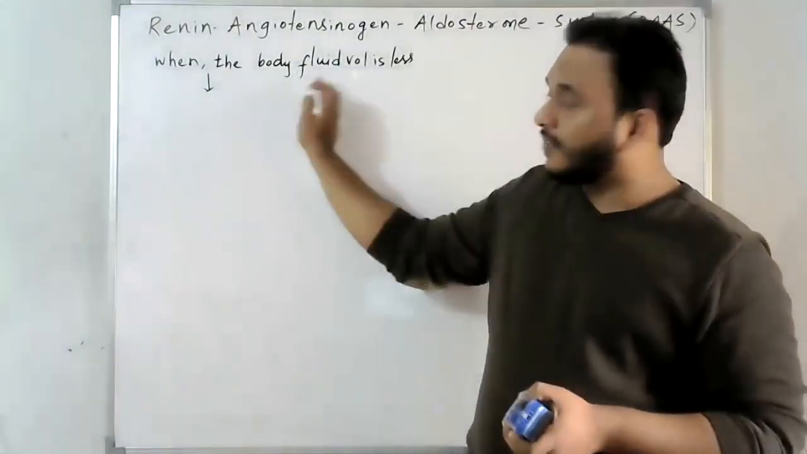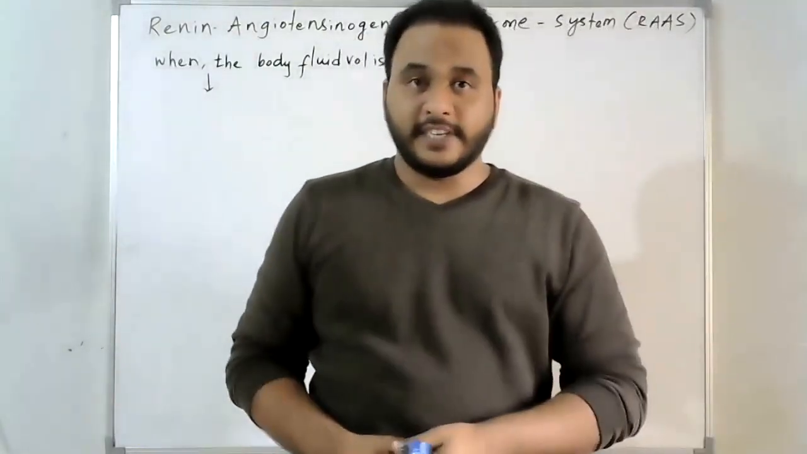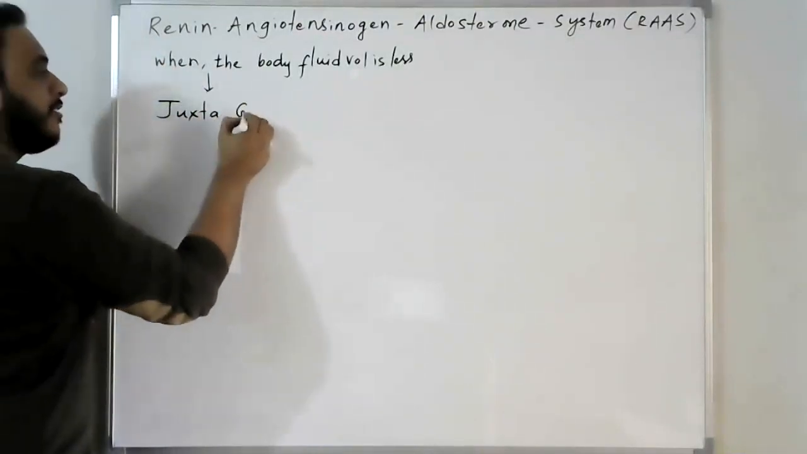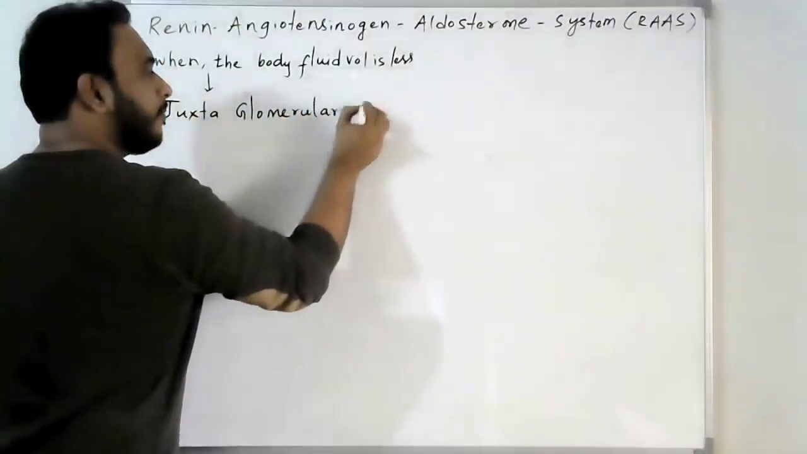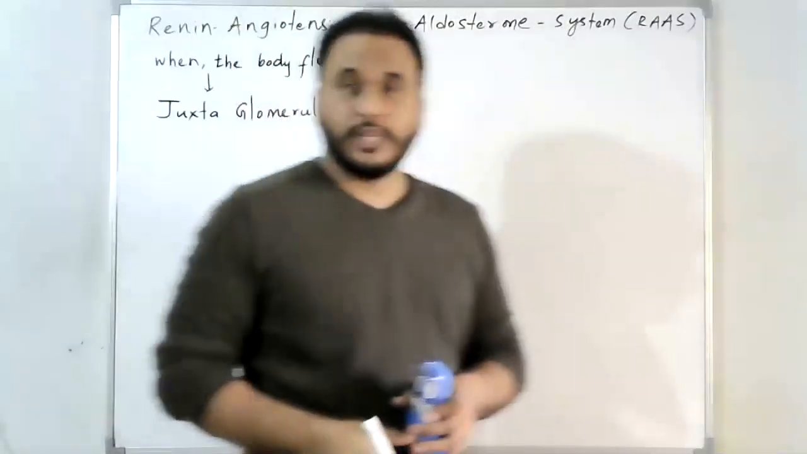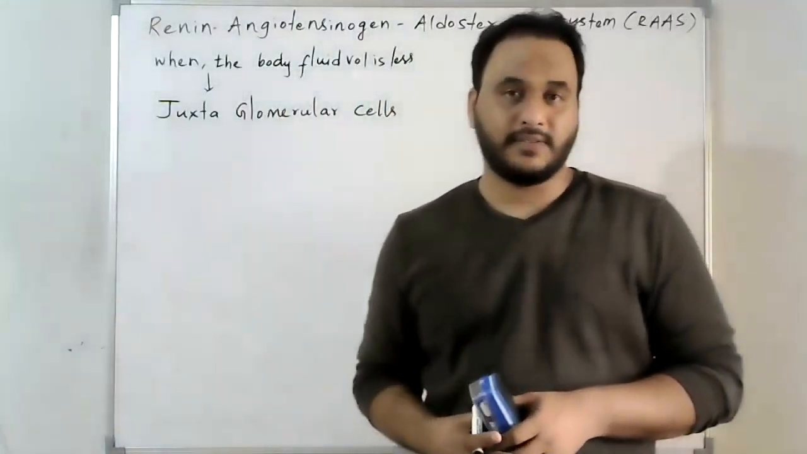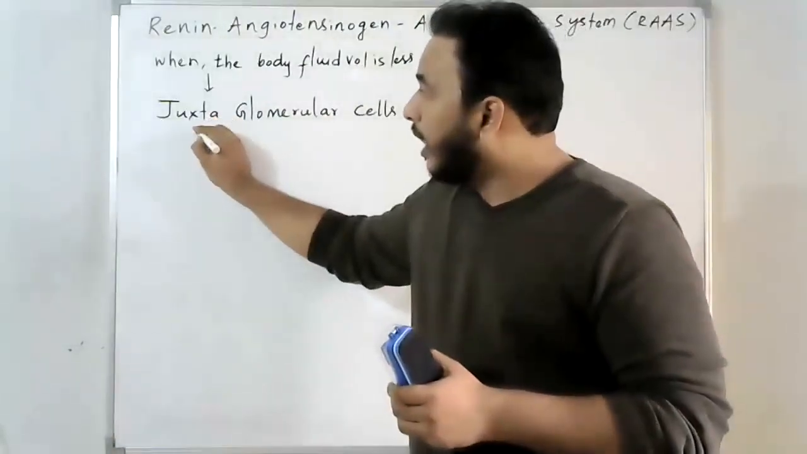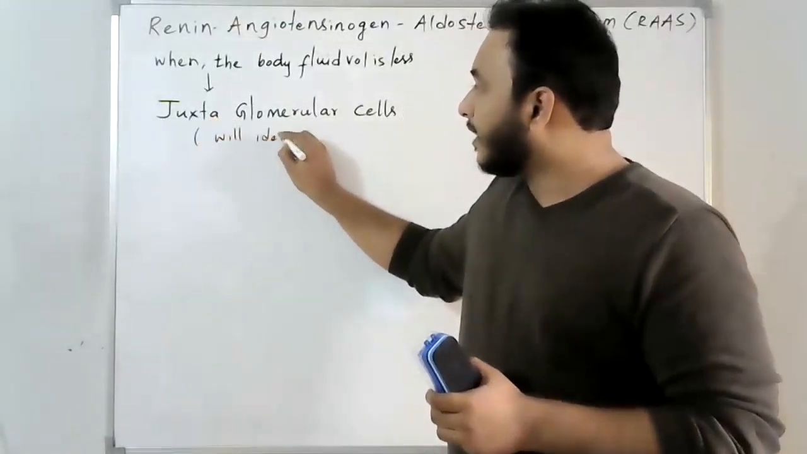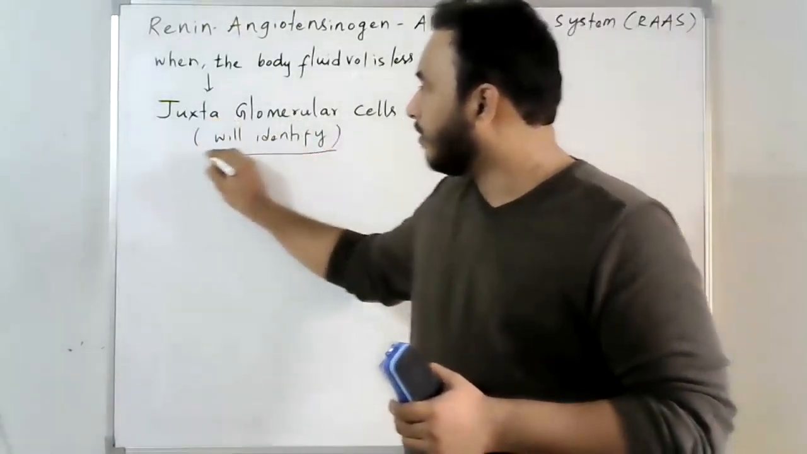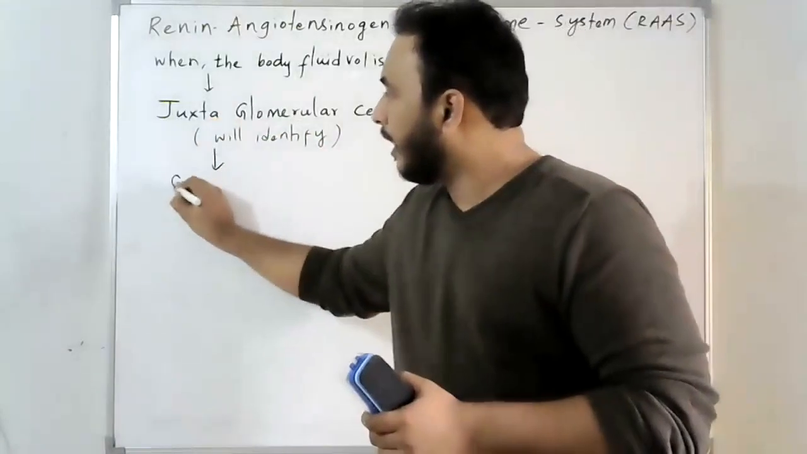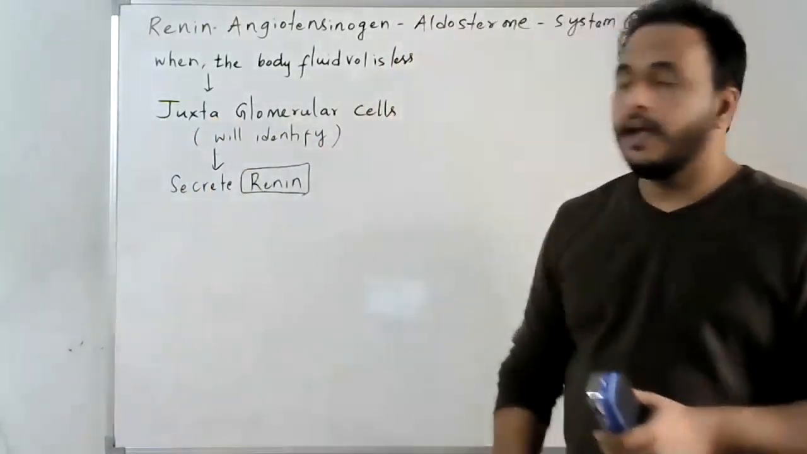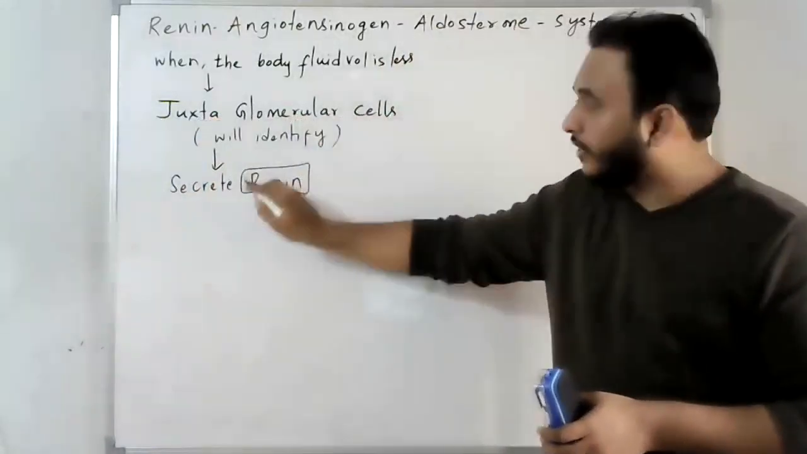Then in this situation, there are certain cells present nearby this afferent arteriole. Those cells are called juxtaglomerular cells. These cells belong to the juxtaglomerular apparatus. So these juxtaglomerular cells will detect this, and they secrete an enzyme called renin. The juxtaglomerular cells secrete renin.